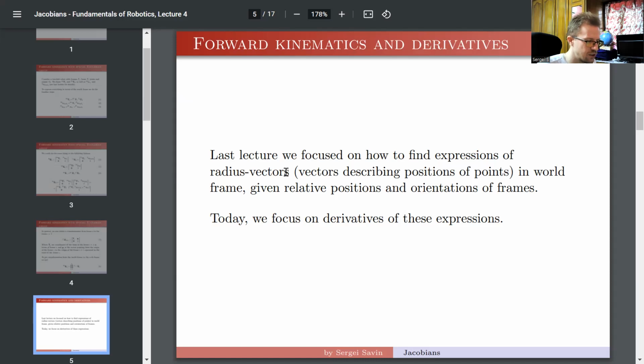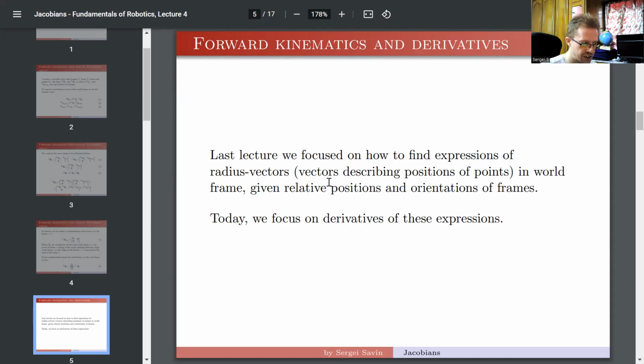Okay. So this lecture so far, and the whole previous lecture, were focusing on how to find radius vectors, as we call them. So vectors that depict positions of points with respect to something.